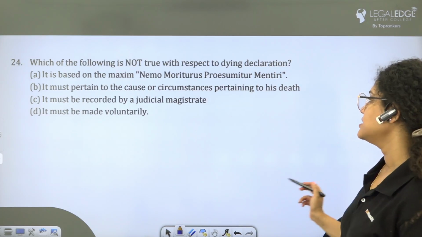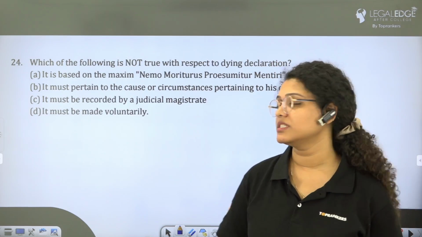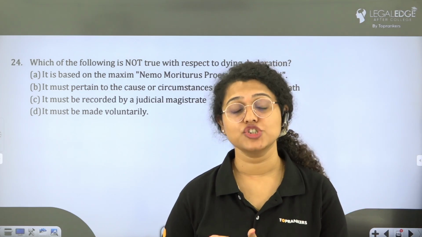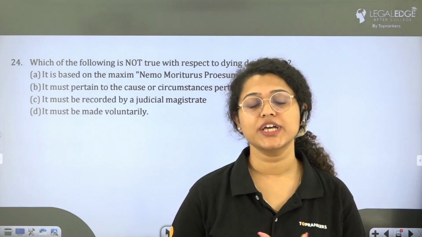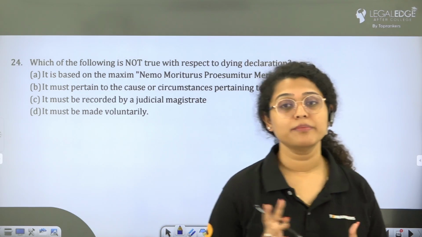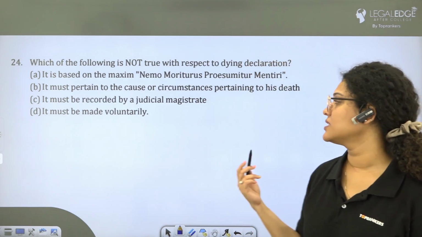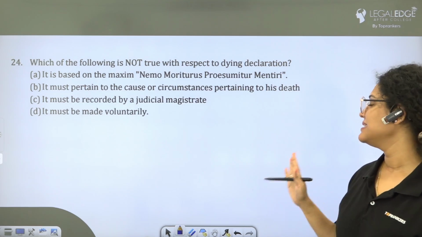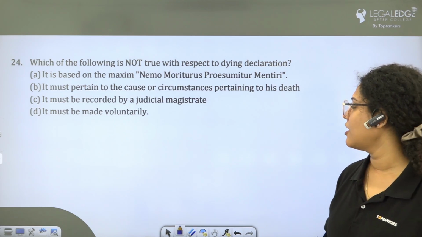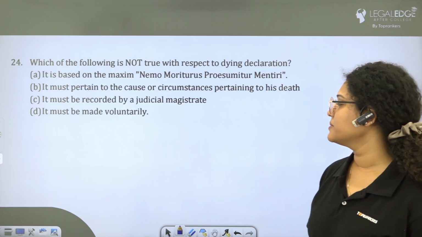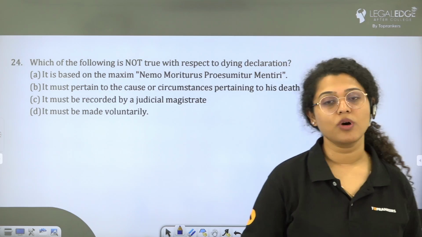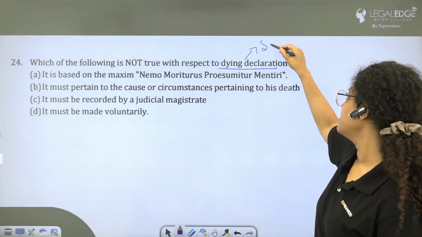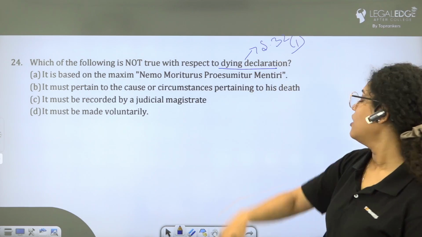Question number 24. Which of the following is not true with respect to dying declaration? You should know where dying declaration is provided, what a dying declaration is, the essentials of a dying declaration, and the very important maxim associated with it. A is based on the maxim nemo moriturus praesumitur mentiri. B, it must pertain to the cause or circumstances pertaining to his death. C, it must be recorded by a judicial magistrate. D, it must be made voluntarily. Dying declaration is provided under section number 32, subsection 1 of the Indian Evidence Act.